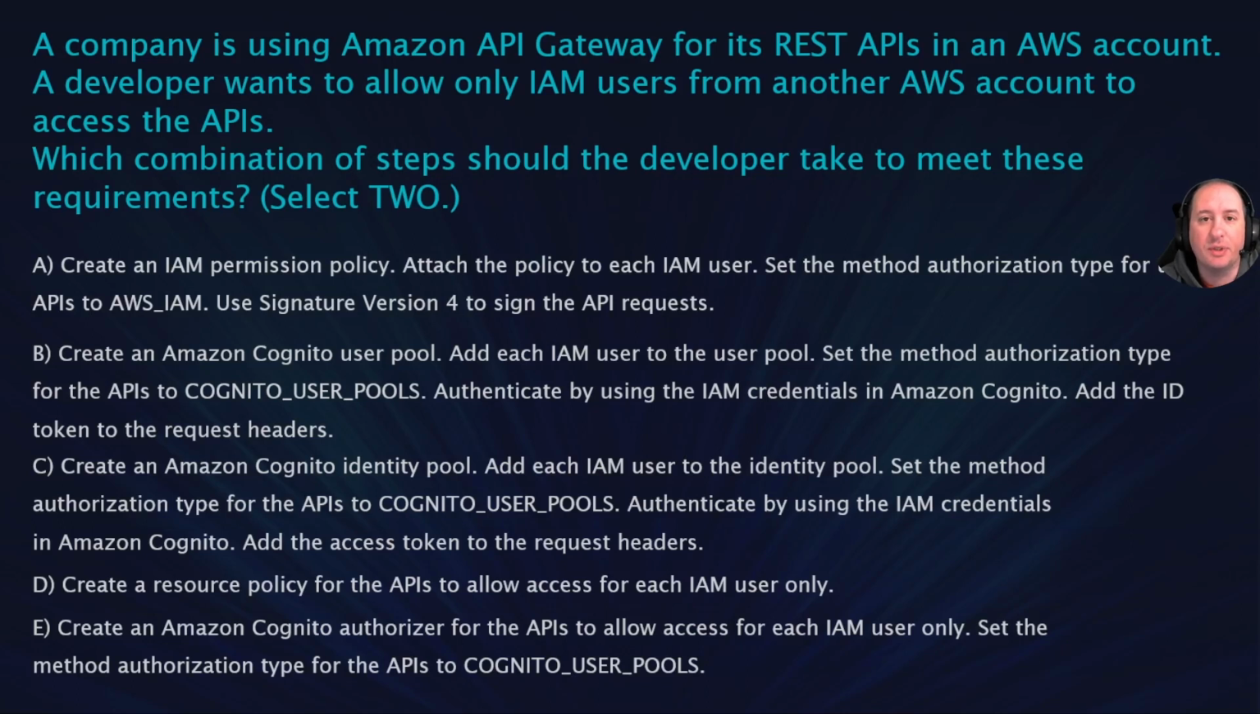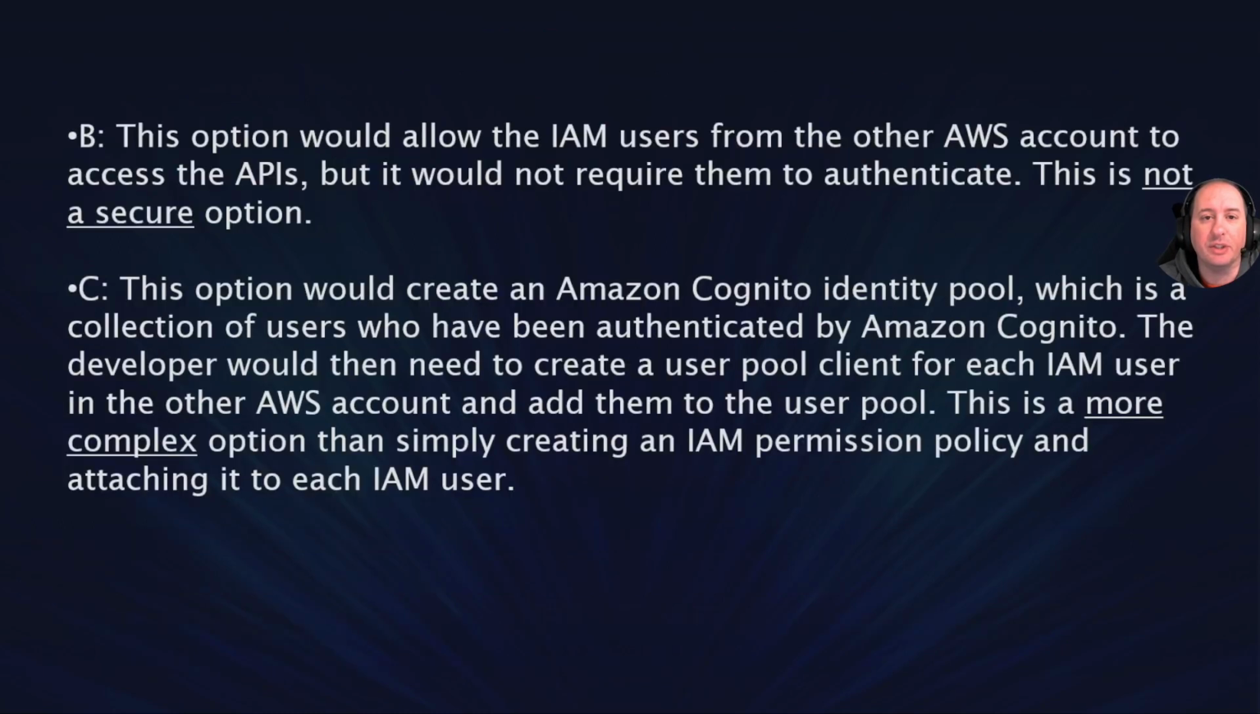So remember, you need to choose two options here to create a combination that would work for the request that we're looking for. So the correct answer is going to be using options A and D together. Now let's take a look at the other options available and why we didn't choose them.